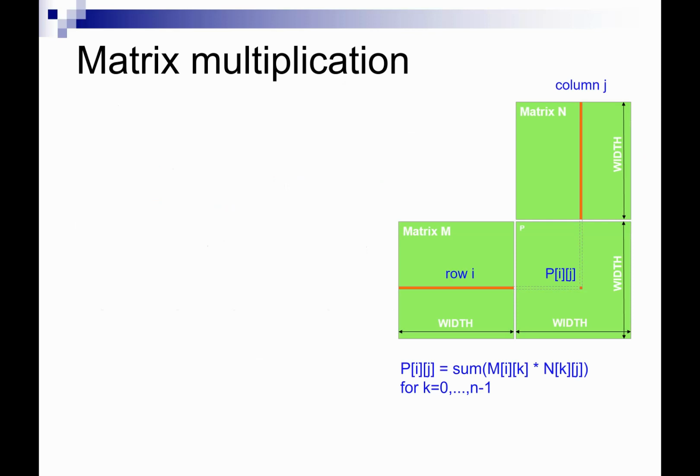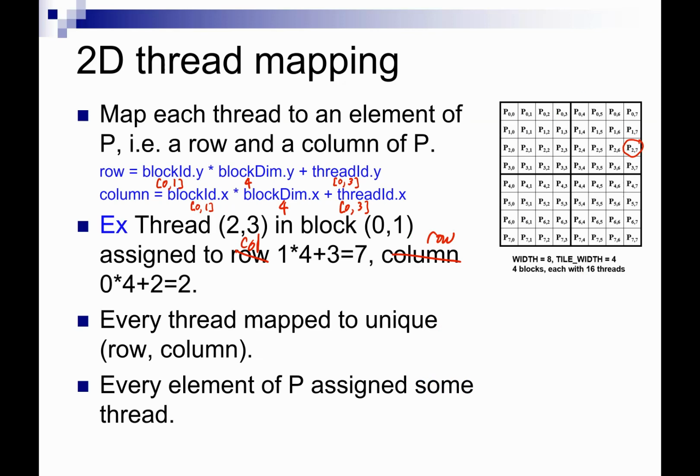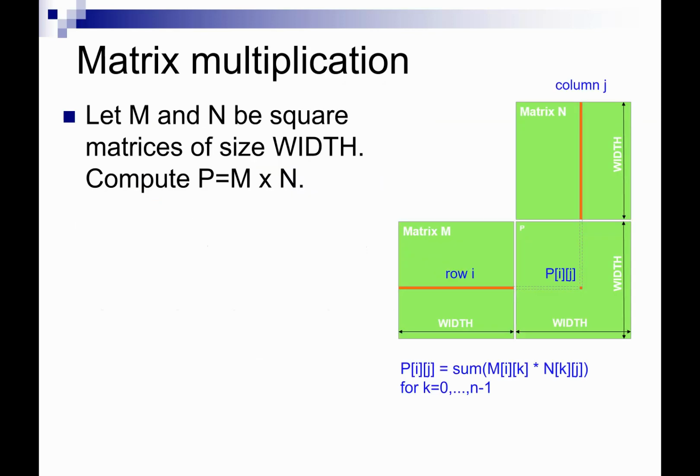Now that we know how to map these 2D thread blocks and grids to a matrix, let's use all this to do an example of matrix multiplication. Here we're going to use 2D thread blocks and grids. Imagine that we have two matrices M and N. We want to multiply these, and these matrices are going to be width by width, so just this capital width here.